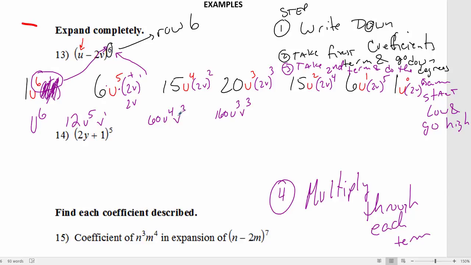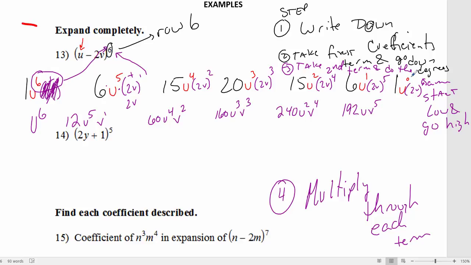You notice my exponents are still adding to 6. 3 plus 3 is 6. 4 plus 2, 5 plus 1, 6 plus 0. 2 to the 4th power is 16. 2 times 2 times 2 times 2 is 16. Times the coefficient of 15, which is 240. u squared v to the 4. Again, 2 plus 4 is 6. 2 to the 5th power. 2 times 2 times 2 times 2 times 2 is 32. Times 6 is 192. u v to the 5.